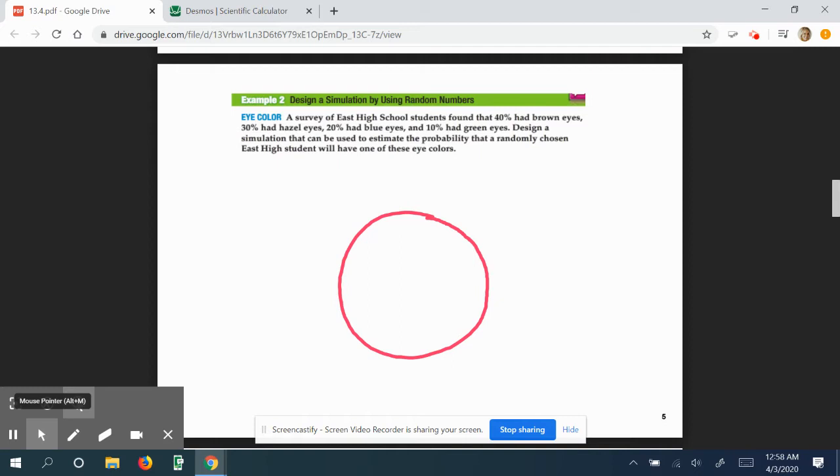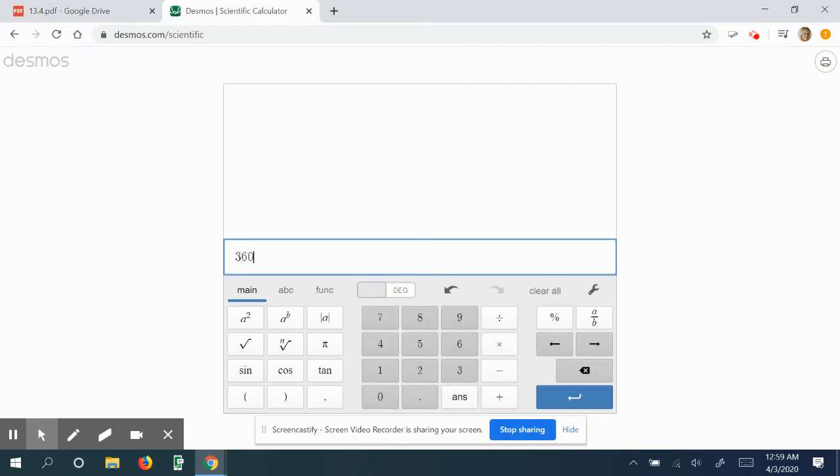If I look at a circle, remember we talked about how a circle has 360 degrees. So I'm going to multiply that by 40%, so 0.4. When I do that, I'm going to find the angle.